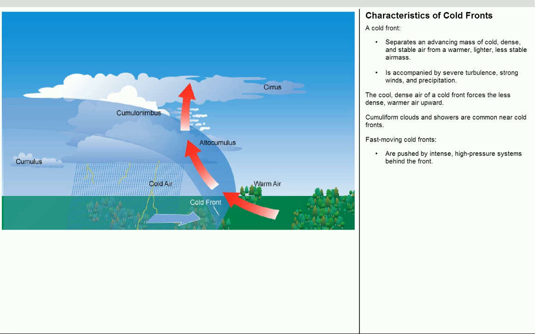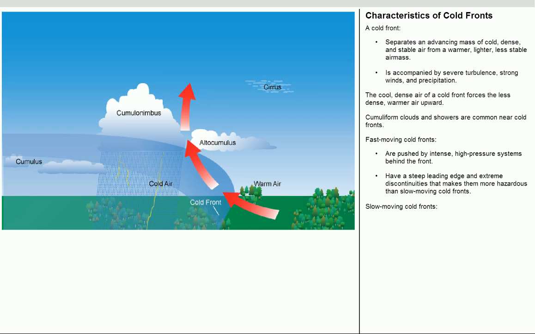Cold fronts can be fast-moving or slow-moving. Fast-moving cold fronts are pushed along by intense, high-pressure systems that are located well behind the front. Surface friction steepens the leading edge of the fast-moving cold front. Because they have a steep leading edge and extreme discontinuities between the temperatures and moisture content of the two air masses, they are more hazardous than slow-moving cold fronts.